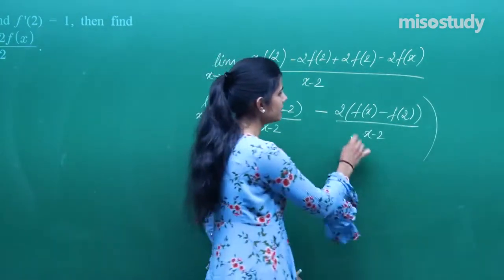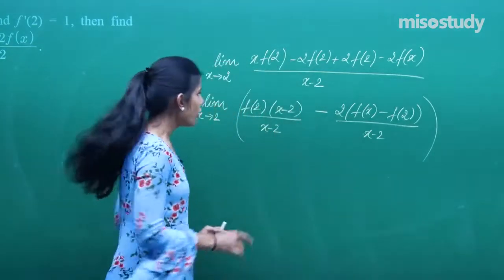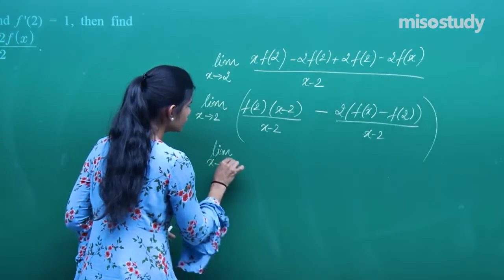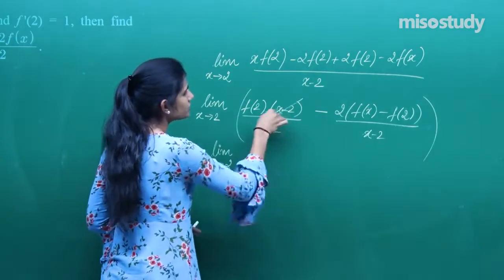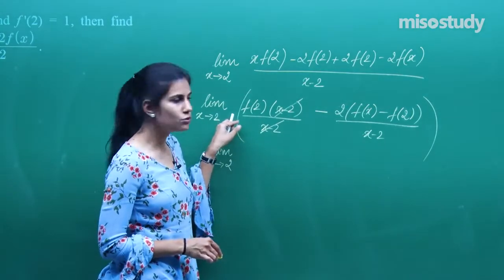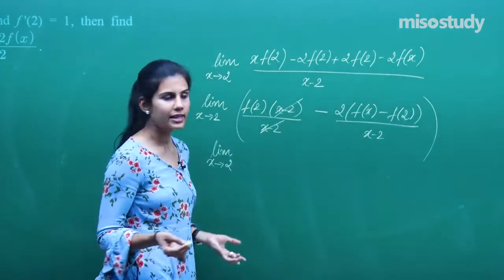So you have f(x) minus f(2) upon x minus 2. Of course, the limit will be distributed on both these expressions. This is limit x tends to 2. This x minus 2 will be cancelled out. Why? Because x is close to 2, not equal to 2. This is a non-zero quantity. I can very easily cancel this out.